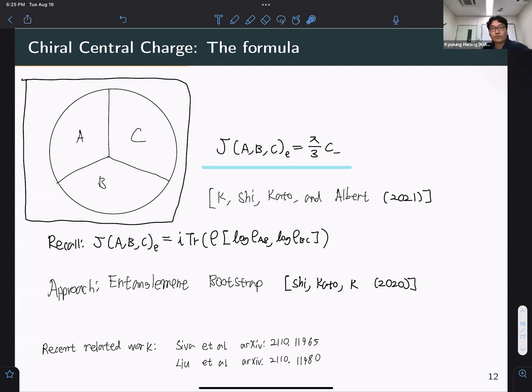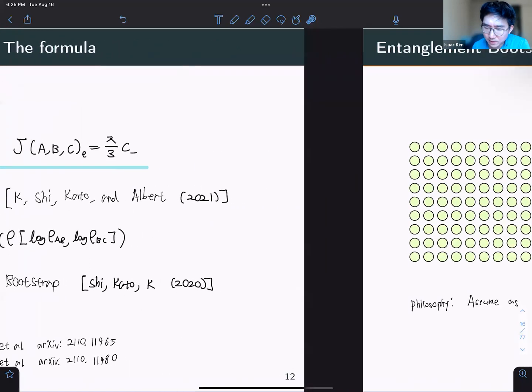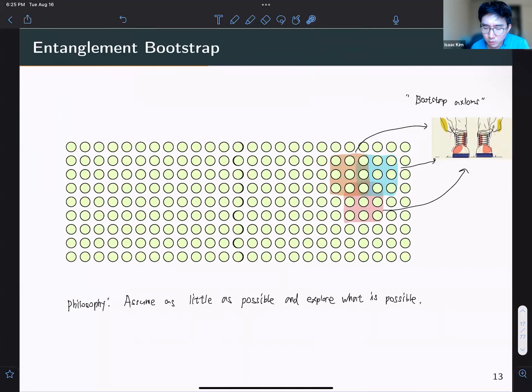So how is this formula derived? I can sketch the basic ideas. This is more of a side detour, but basically the way in which we arrived at this formula is kind of interesting, I think.